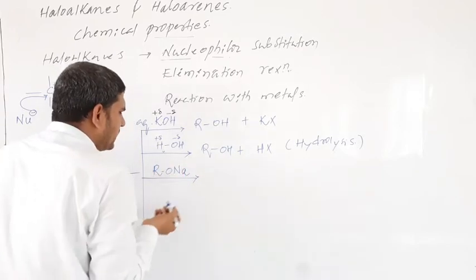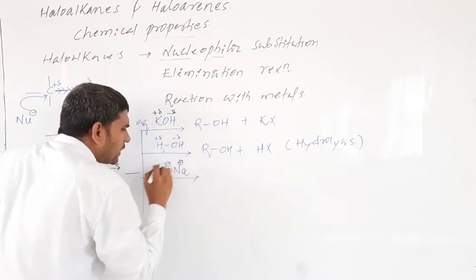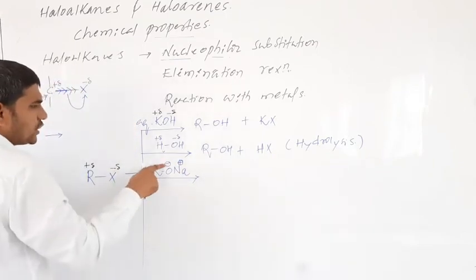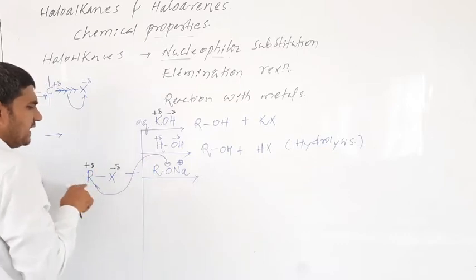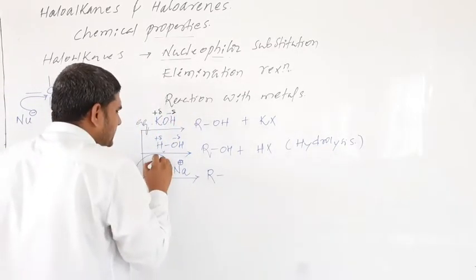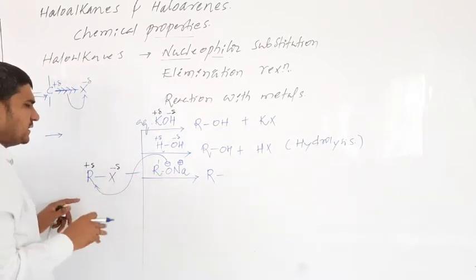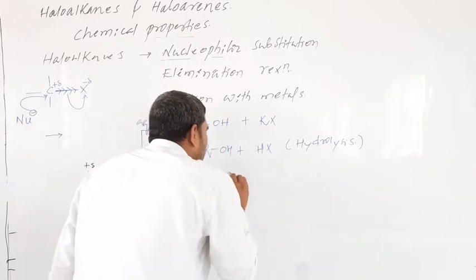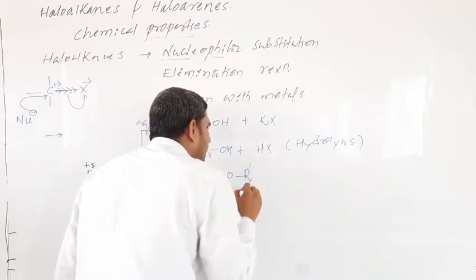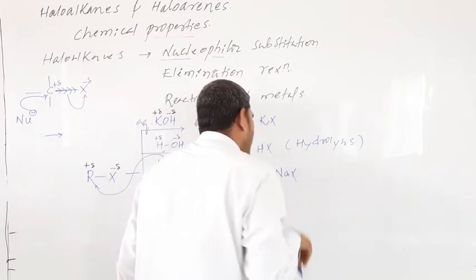Even you can react this with a sodium alkoxide. Over here also it's very simple. Sodium cation and alkoxide anion. This alkoxide anion attacks this R plus, and it forms ether. To differentiate, you take this as R prime, R dash. R R prime plus what? NaX.